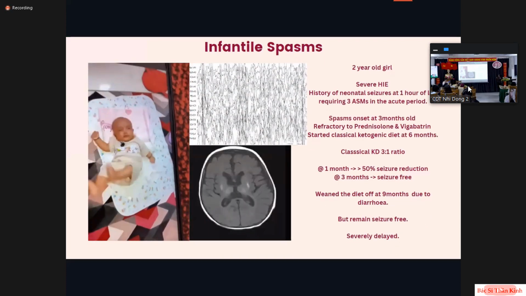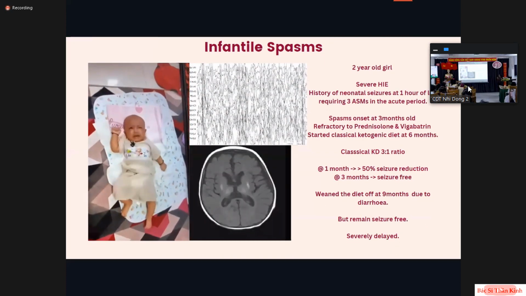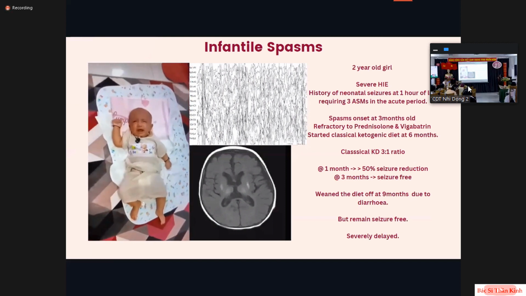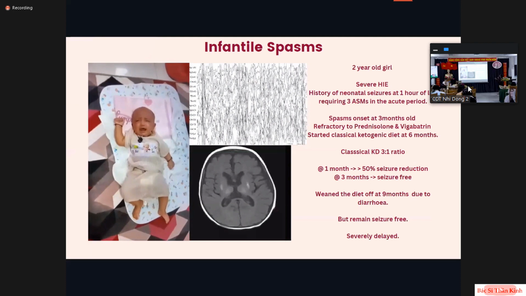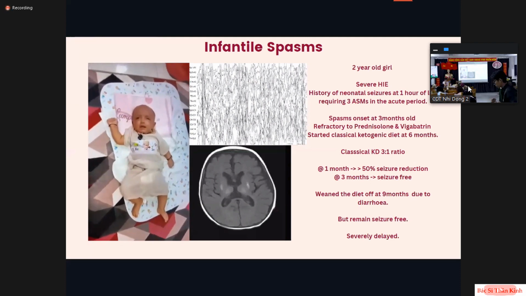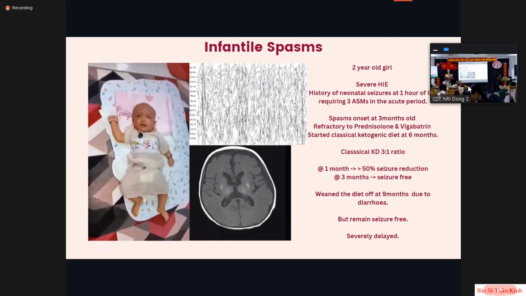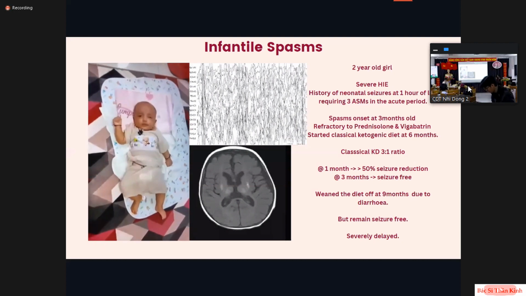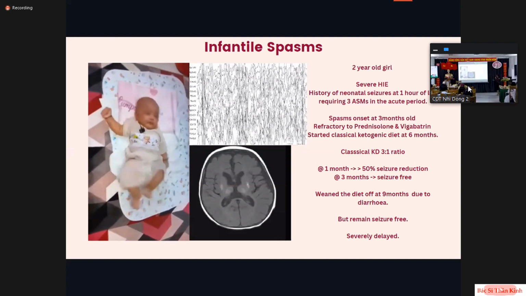We'll start off with a case scenario. This is one of my patients. That's a classical infantile spasms and asymmetric spasms that occur in clusters. The EEG above shows you a highly chaotic background, and the etiology of this child is a severe hypoxic ischemic injury. So at present, he's 2 years old.